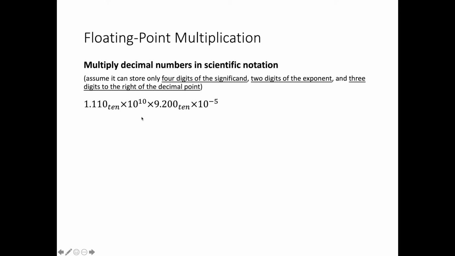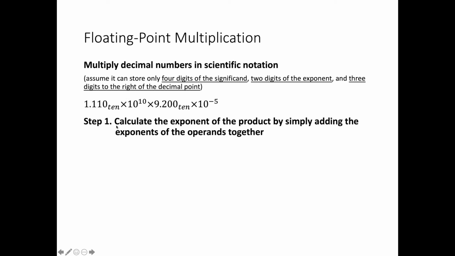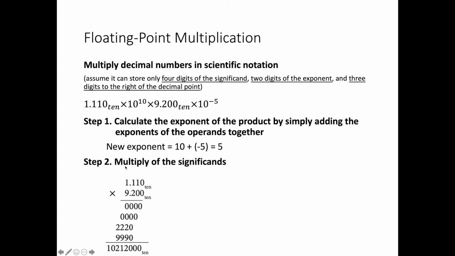The first step to calculate this multiplication on decimal numbers is to calculate the exponent of the product by simply adding the exponents of the operands together. So we have 2 operands, with exponents 10 and -5. We can just simply add them together, 10 plus -5, and we get 5. Then the new exponent is 5. Next, we can multiply the significands. So 1.10 times 9.200. Then we get this final result.